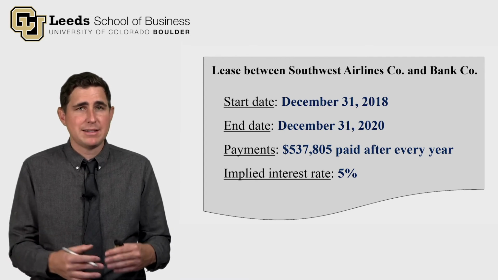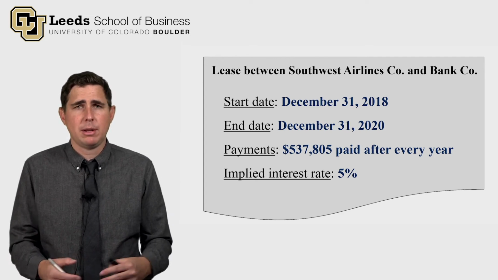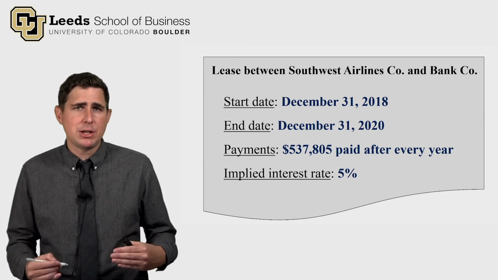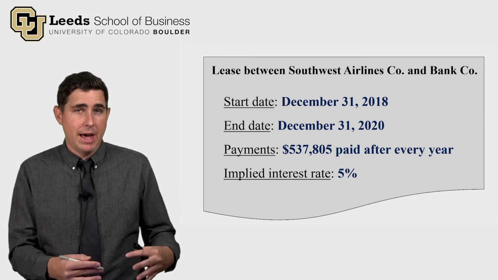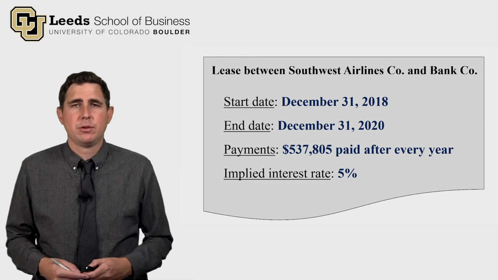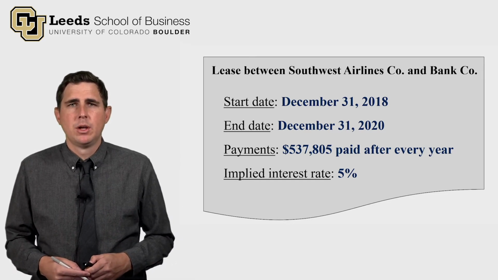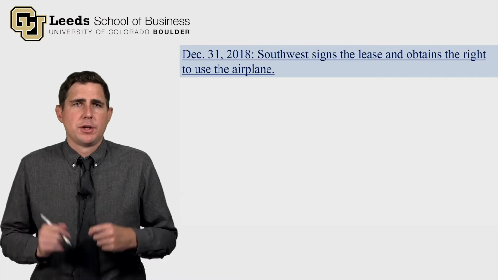And you'll see why it's a particular number a little bit later on. But the implied interest rate based on those payments, so 2 years of payments of that amount, is a 5% rate of return for the bank. Okay, so let's go over the journal entries now.